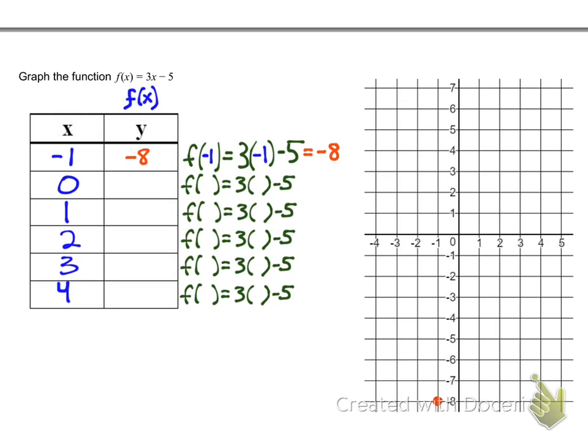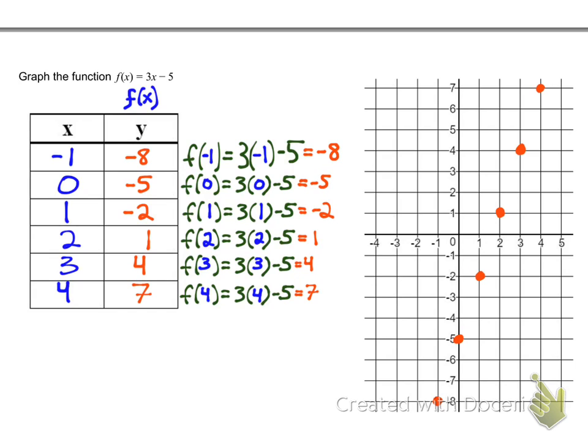It's especially nice when you have function notation because you plug in, for example, 0, you just put it where x is, and 3 times 0 is 0, so it's -5 is the output. Plot 0, comma, -5 is right there. Let's plug in 1, we get -2 as the output. Plug in 2, you get 1 as the output. Plug in 3, you get 4 as the output. And plug in 4, you get 7 as the output.